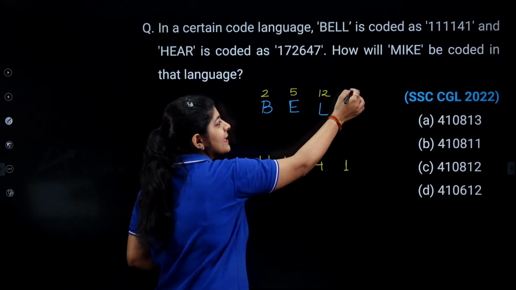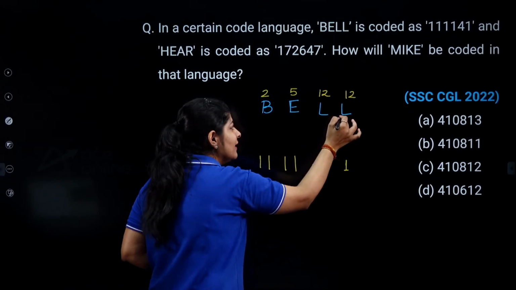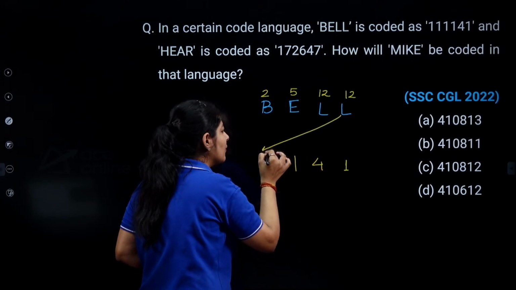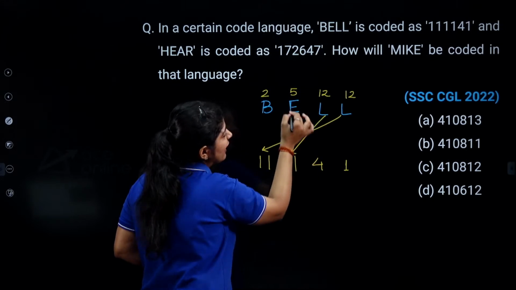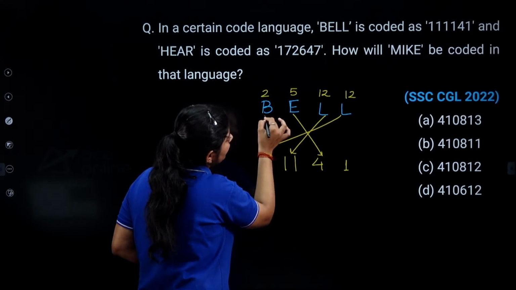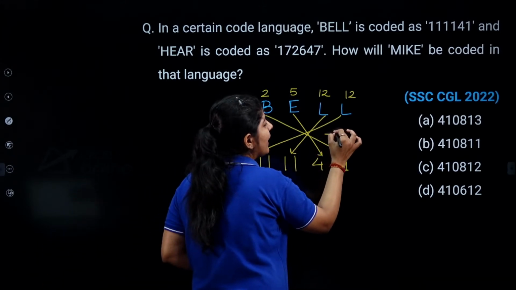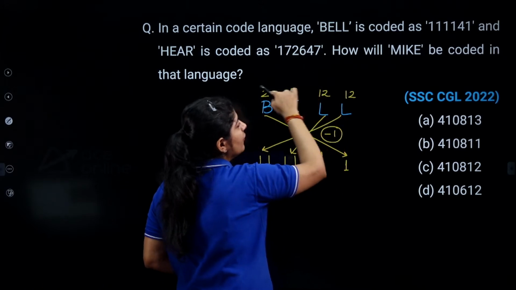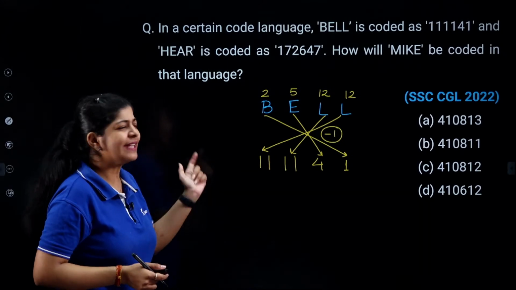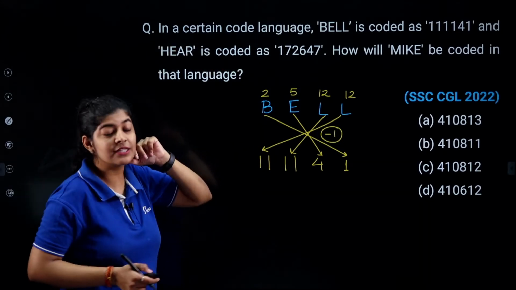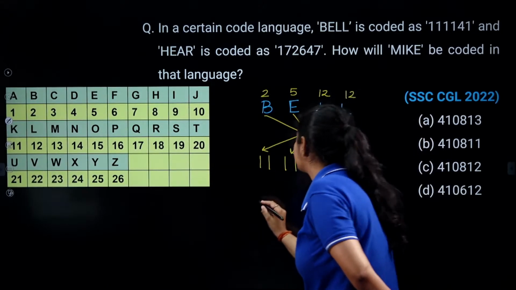If I subtract 1 from this one, 12 minus 1 is 11, and it is diagonally present over here. 12 minus 1, 11. Again, 5 minus 1, 4. 2 minus 1, 1. So basically I simply subtracted 1 from each number and I get my answer over here. Are we getting the same pattern here? Just simply check this one. For your reference, you can refer to this particular table.